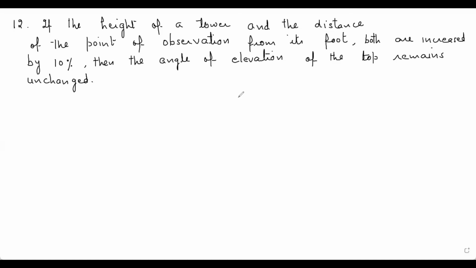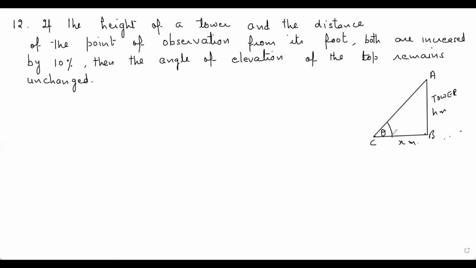Now the 12th question is, if the height of a tower and the distance of a point of observation from its foot both are increased by 10%, then the angle of elevation of the top remains unchanged. I'm going to draw its figure. Now suppose this is a figure and AB is a tower. Let the height of this tower be h meter and the distance of the point of observation from its foot be x meter. So the angle of elevation of this point A with this observation is theta.